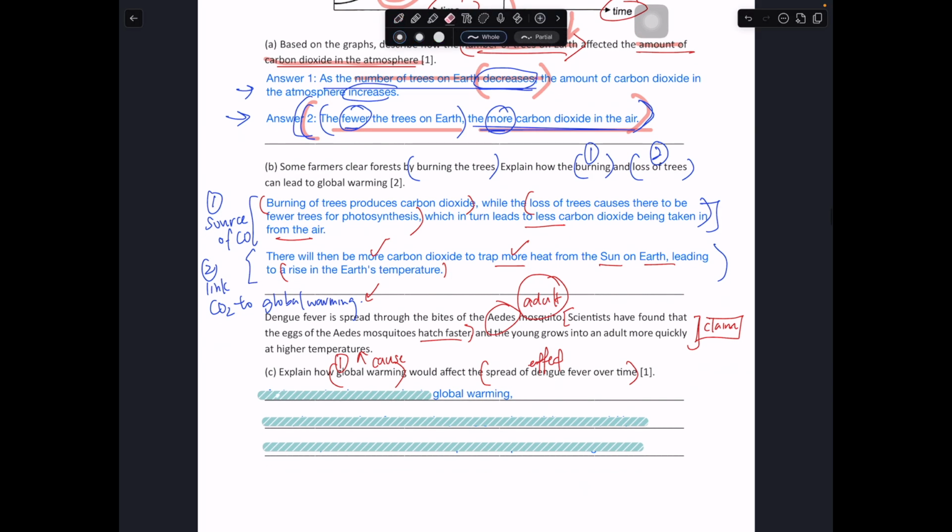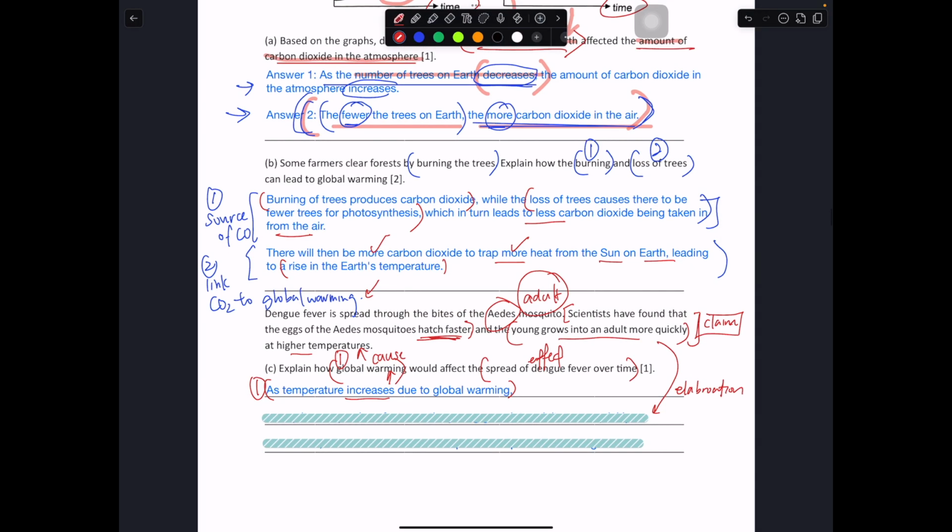So you can talk about this number 1. As temperature increases due to global warming, this is the cause. I'm trying to explain the temperature increase in this increasing trend. So what will happen? Higher temperature, mosquitoes hatch faster. It means that they reproduce faster because their young turn into adults more quickly. It takes fewer days for the young to become adults. So in the second part, I will put it here. This is the elaboration.